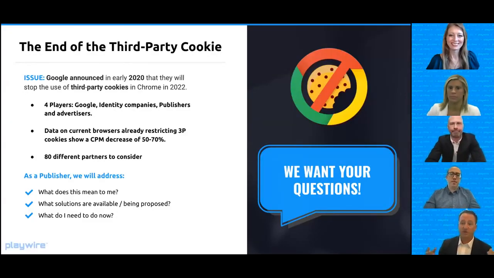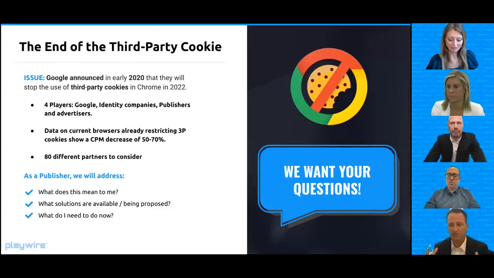So the end of third-party cookie. Today we're going to discuss the issues announced in 2020 where Google ultimately decided to deprecate, or say we're going to get rid of, third-party cookies. From our perspective, we see four players at the table. One is Google. So if you think about this as a boardroom, Google is the chairman of the board.